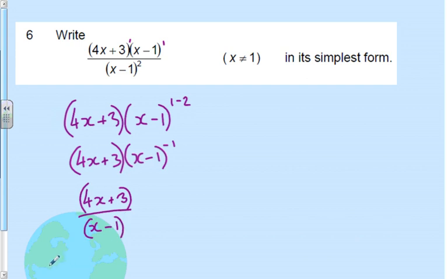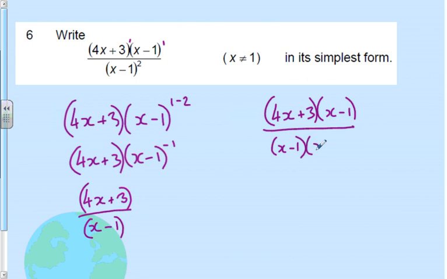Now, if you don't want to use the indices method for that, the other way we can look at that is to expand that bottom expression. We have 4x plus 3 on the top and x minus 1 on the top. And on the bottom there, we've got x minus 1 brackets x minus 1. That's the same as all squared. And then we can cancel the terms that are on top and the bottom. We can cancel that one with that one, leaving us with our answer of 4x plus 3 over x minus 1. Which method you use is up to you. Both arrive at the same answer.